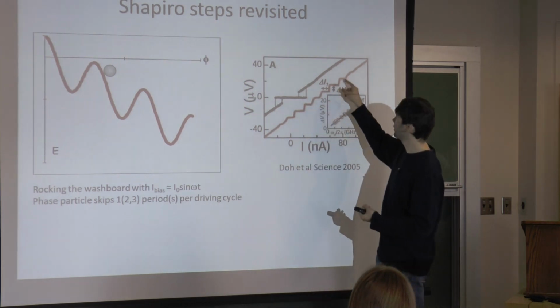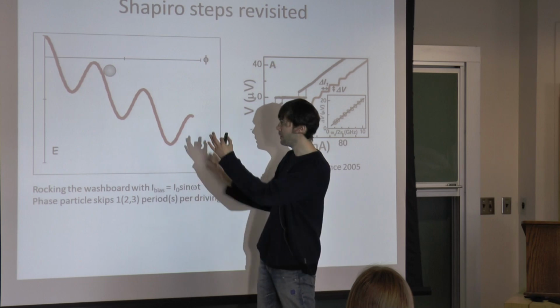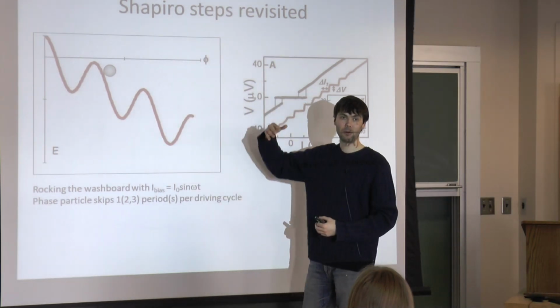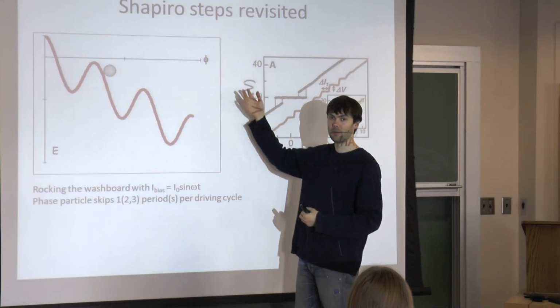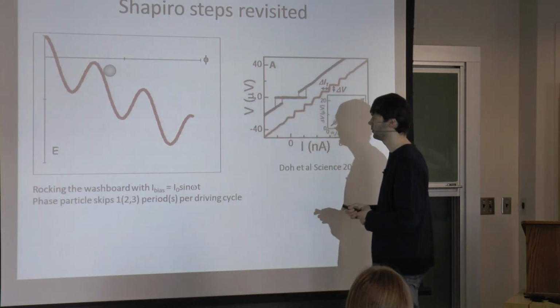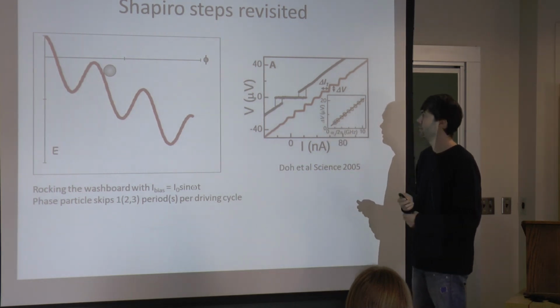Then what are these other steps? Well, that is also very simple. In one period, you shoot over two bumps. So there's a higher order phase locking processes. Two bumps, three bumps, etc. So this is a way to think about these Shapiro steps.